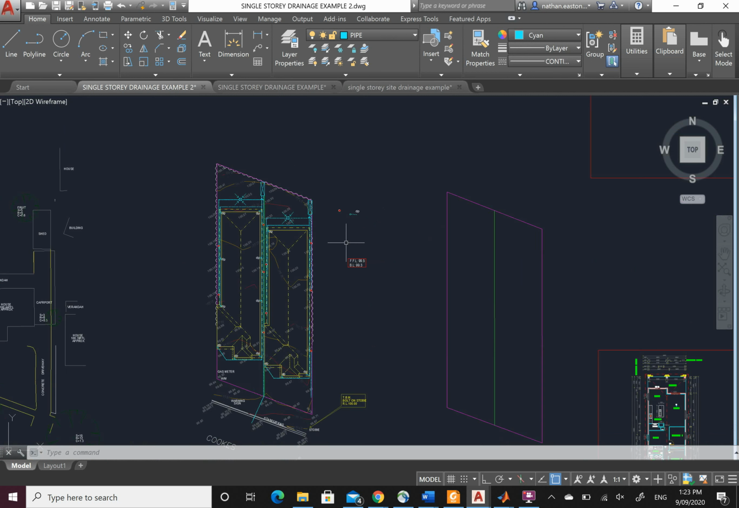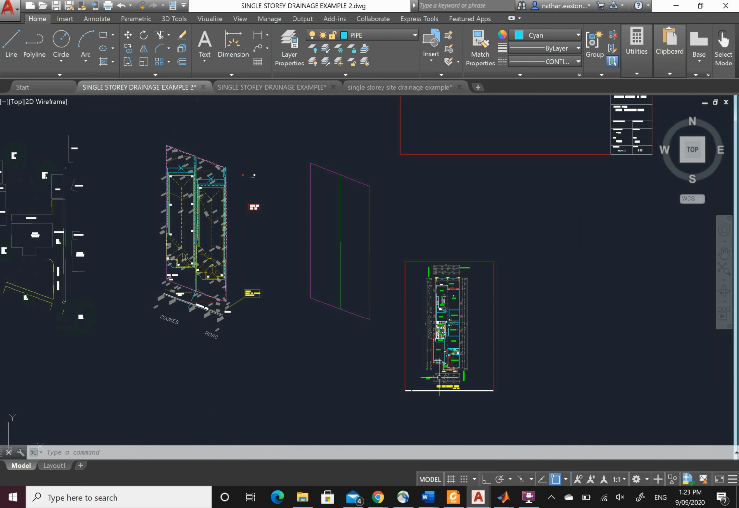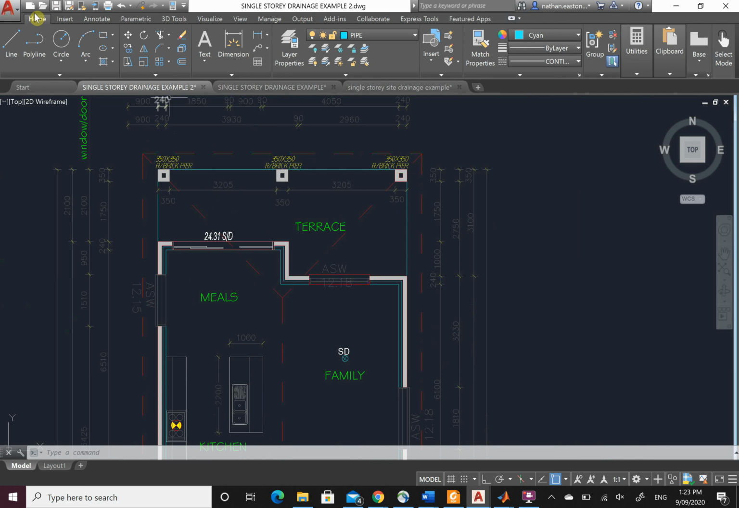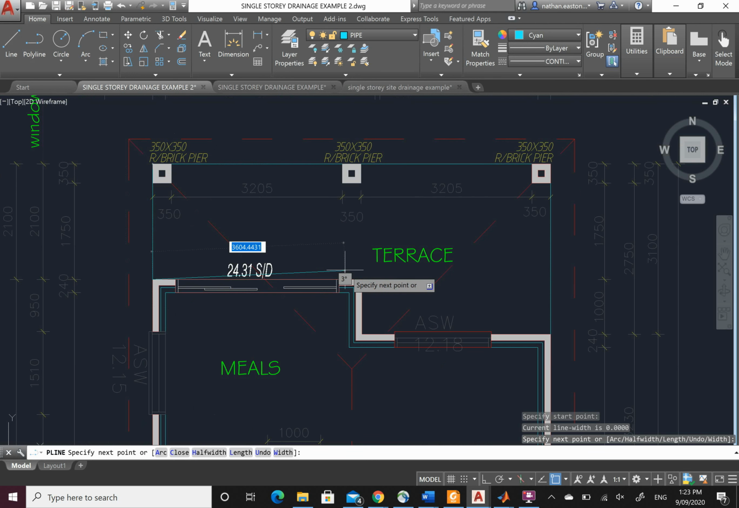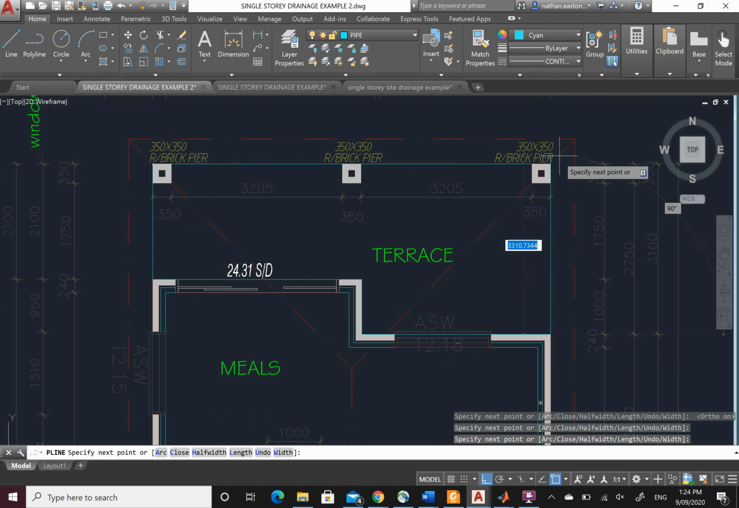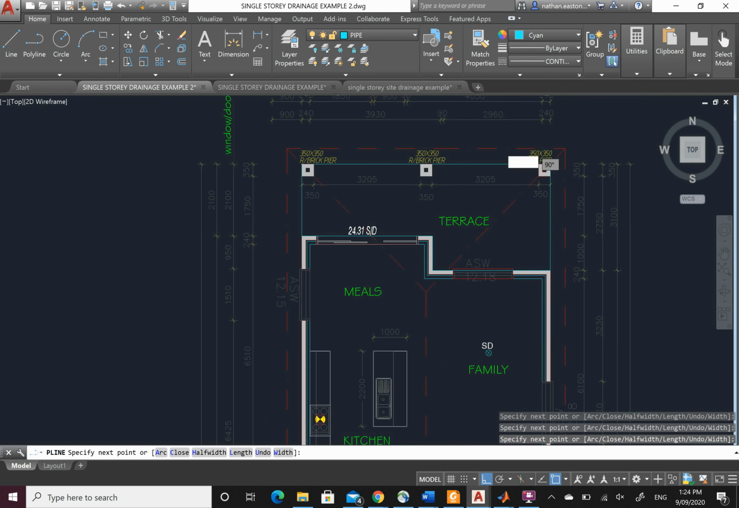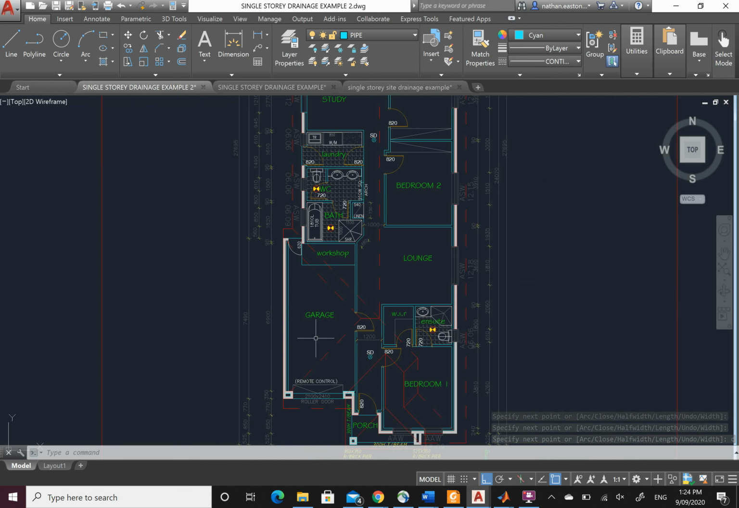Now, how do we come up with these? Well, we've got a few different things that we have to worry about. And when we come to these, we need a few more lines in here. The lines that we need is, I need one for the alfresco or the terrace or the veranda, whatever you want to call it, at the back of the house here. But I need one here. So that one. The other one that I need is my garage.